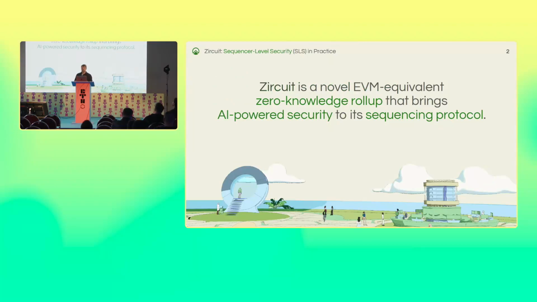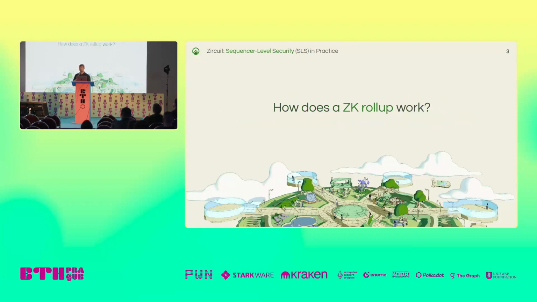So before I do so, I would like to introduce Zirkit. We are a new zero-knowledge rollup. We are fully EVM equivalent, and as I said, we bring security to the sequencer. So before I go deeper, I should probably tell you a little bit about the terminology that I will be using and explain what rollups are.